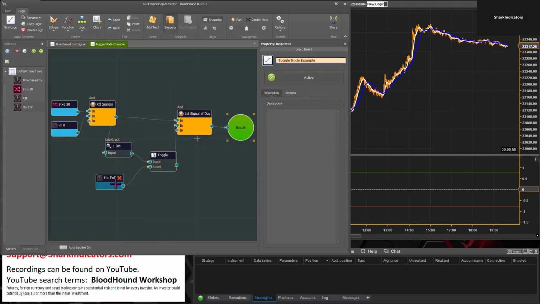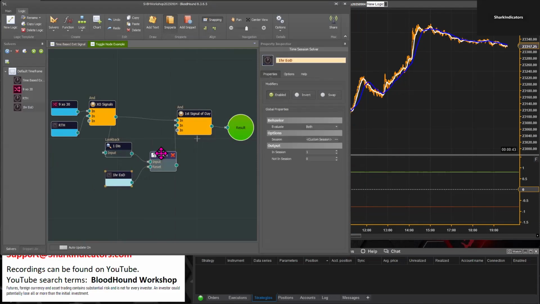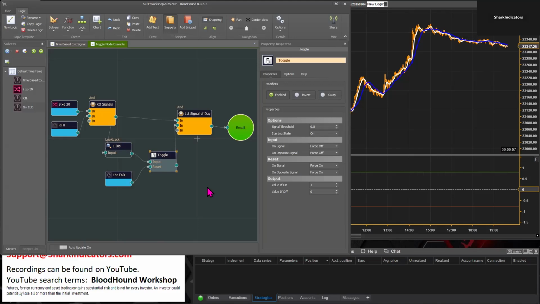I'll just give that a name. I think that's good enough for the toggle node. Again, it's not that complicated of a node there.